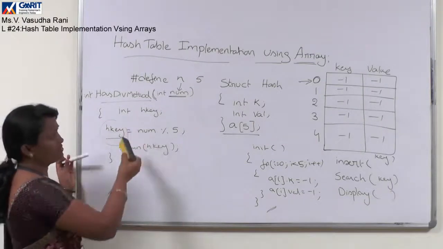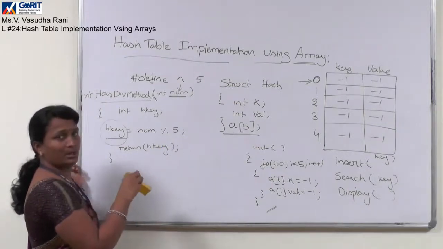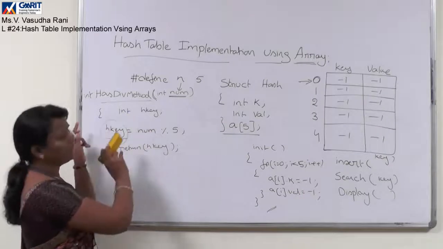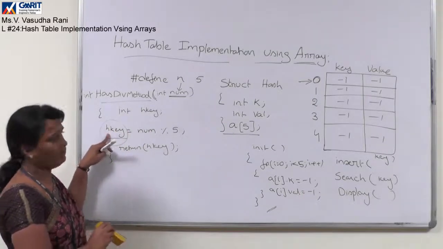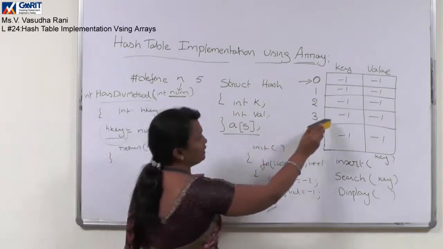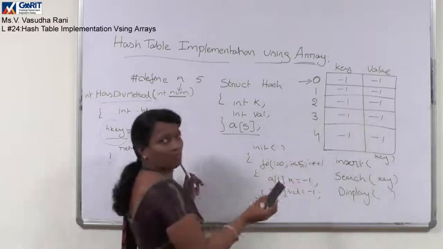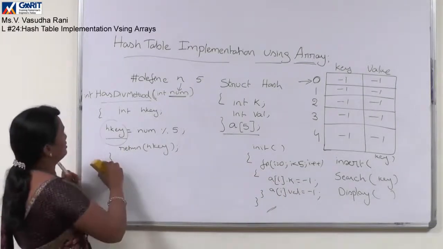So using this hash division method, whenever we need to insert a new key into our hash table, by calling this method we calculate the h key, and we have to refer to that particular h key location to insert the new value into it. Okay.